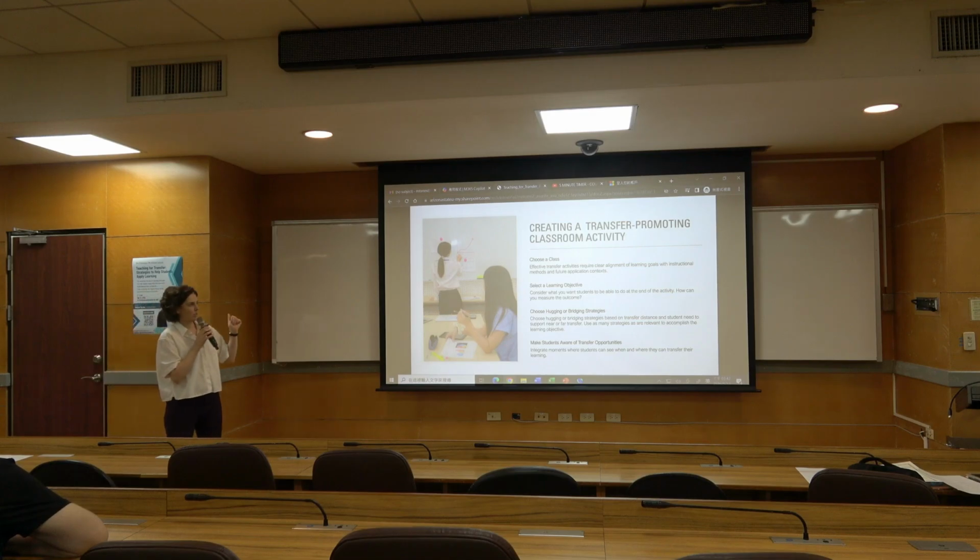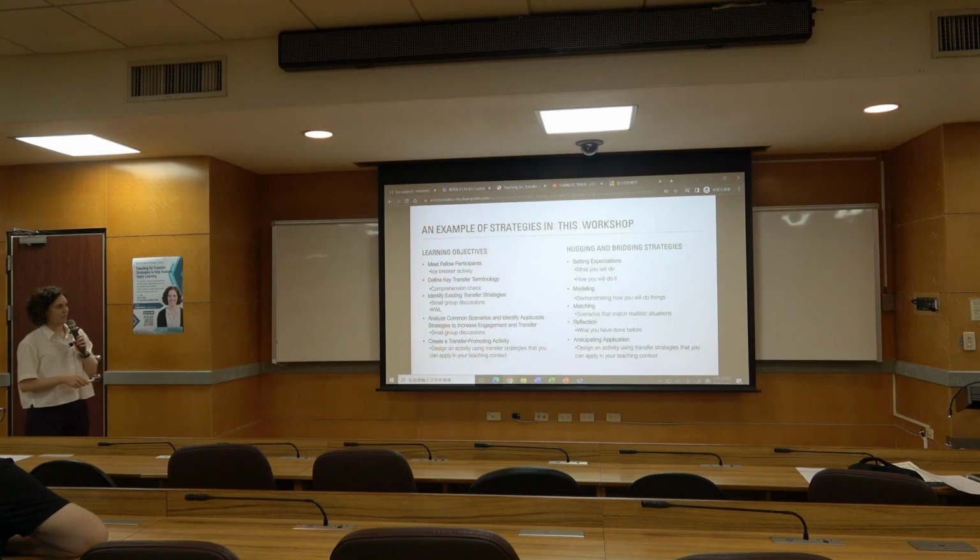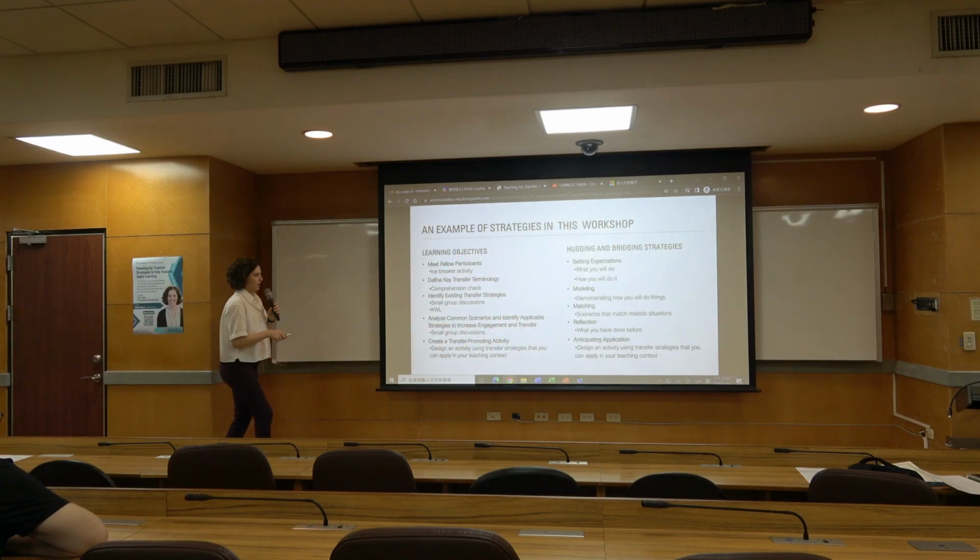And so you're considering what you want students to be able to do at the end of an activity, and how you can measure that outcome. And then what hugging and/or bridging strategies can help you accomplish that learning objective. And then also, how can you make students aware of the transfer opportunity? So to give an example, this is going back to what we already talked about.